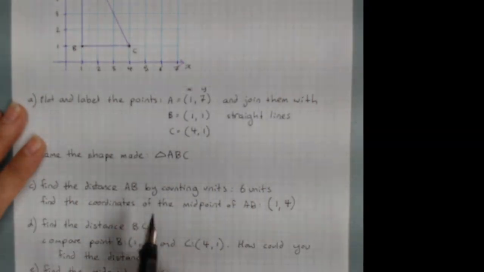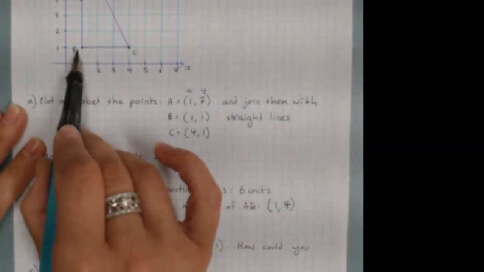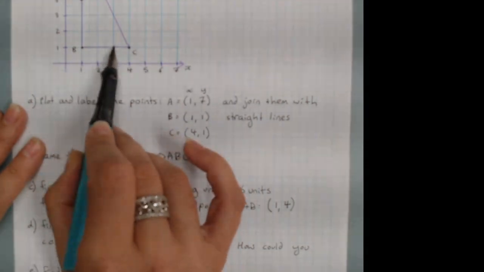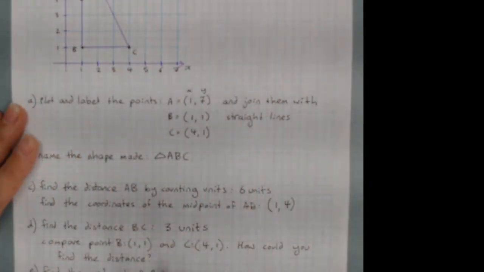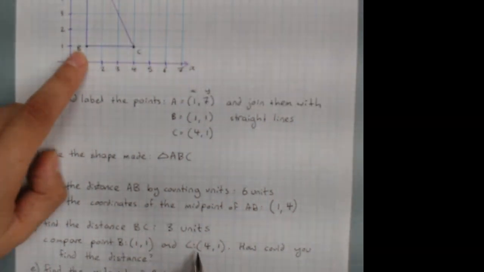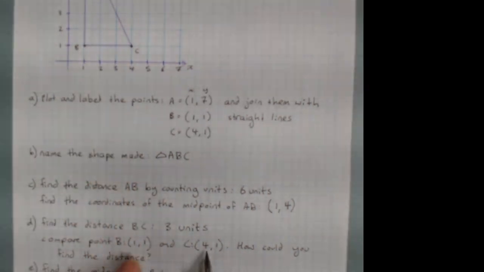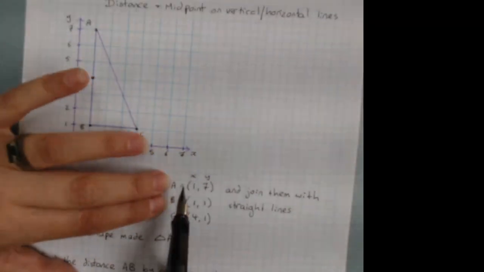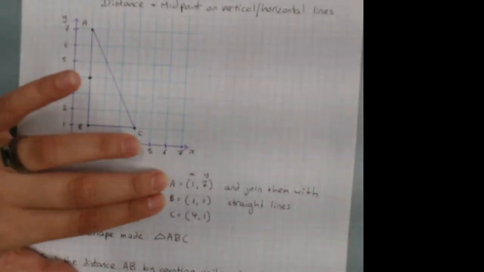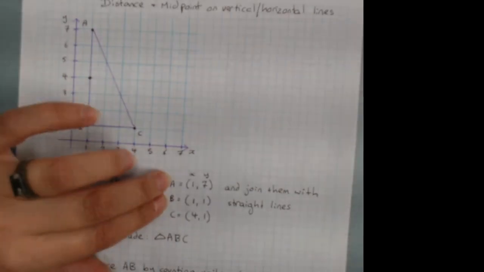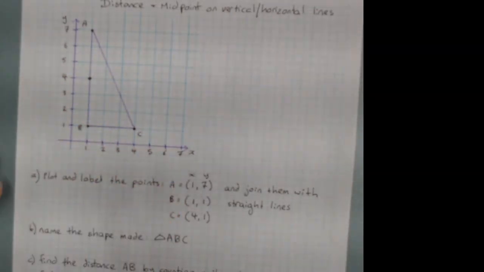Find the distance BC. A couple of different ways we could do it, but we might as well count the units. 1, 2, 3 units. Compare point B, 1, 1, and C, 4, 1. Looking at the coordinates, how could you find that distance? Maybe have a look at points A and B, 1, 7, 1, 1, and look at the distance and work out how could you have found that given those points.